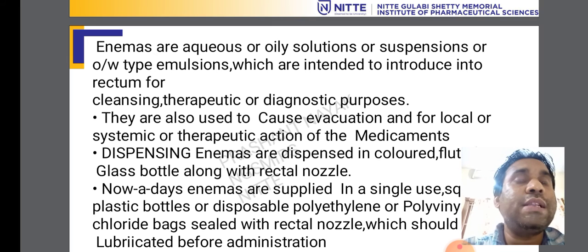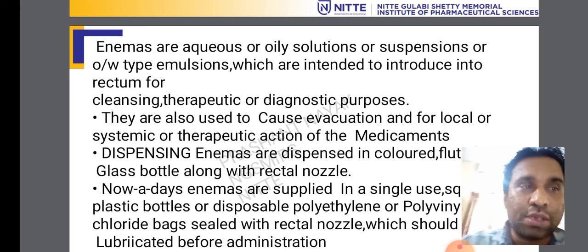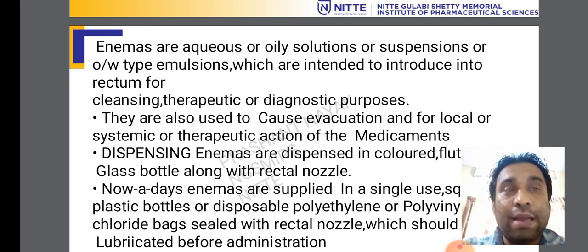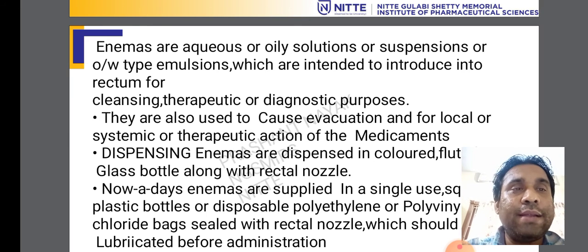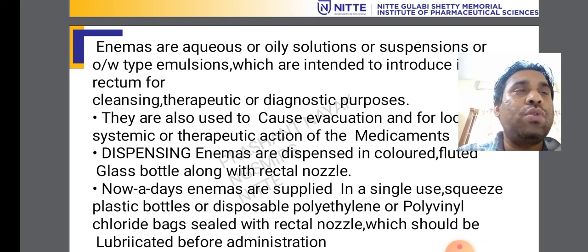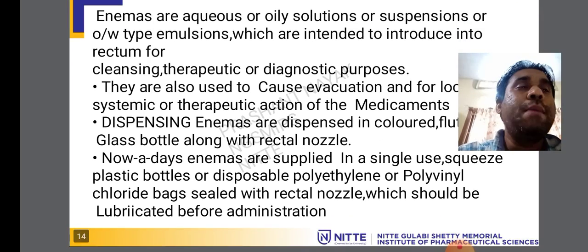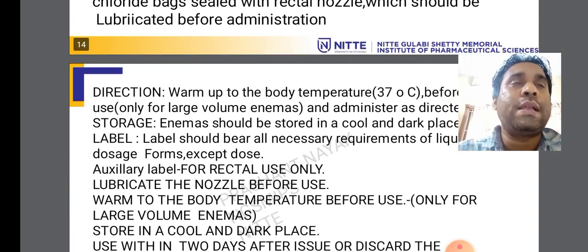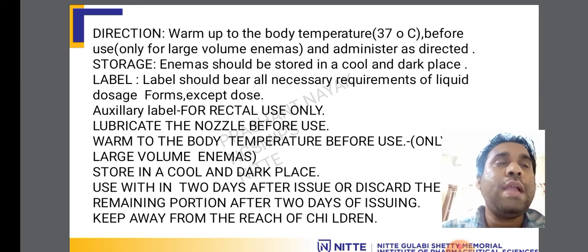Dispensing: enemas are dispensed in colored flute glass bottles along with the rectal nozzle. Nowadays, enemas are supplied in single use squeezy plastic bottles or disposable polyethylene or polyvinyl chloride bags sealed with a rectal nozzle, which should be lubricated before administration. So this is the point: lubrication has to be done before the enema is administered.